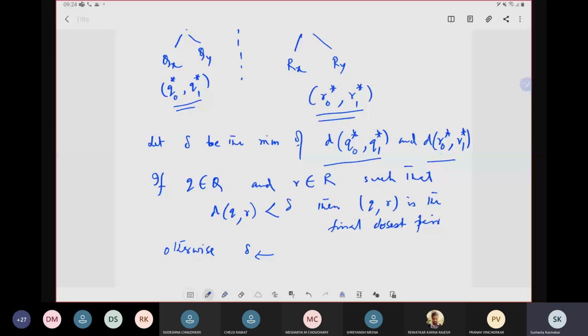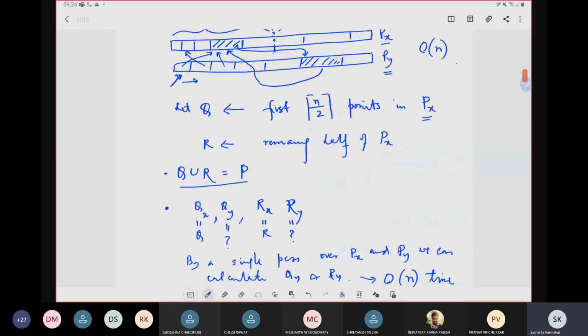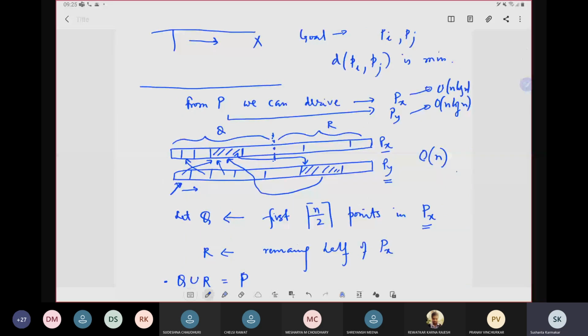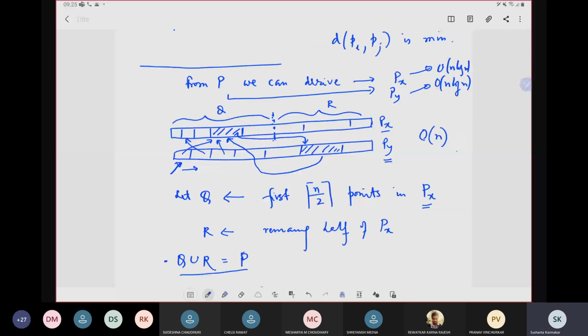Now, what I have to do is check whether I can find such a Q, R pair at this point. That means after dividing it in this way, what is the way of division? You remember, I divided into Q and R, where Q is the first half of P and R is the second half of P. So there's nothing wrong in my division.